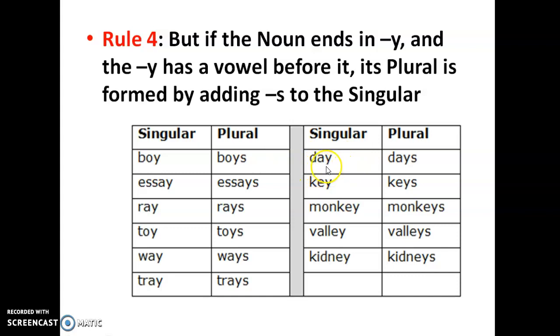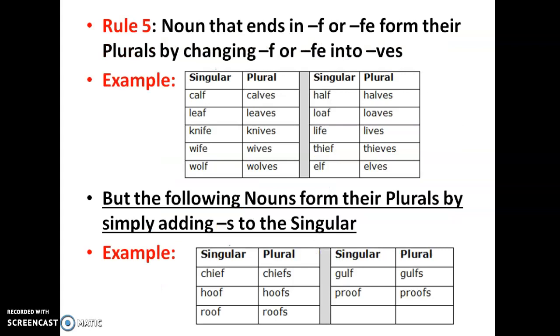Okay. Day, D-A-Y. So, ending with Y, but in front of Y you have A, that's a vowel. So you will write DAYS. So what are the vowels? A, E, I, O, U. So the word ending with Y and before Y, when you have a vowel, the plural will have just by adding S. Okay. So moving to the next rule.